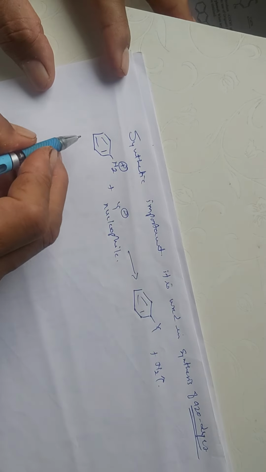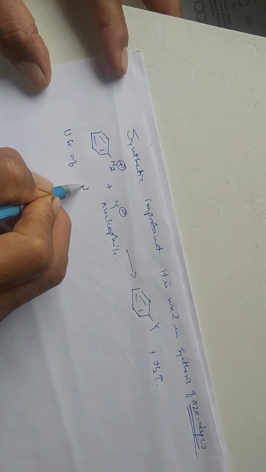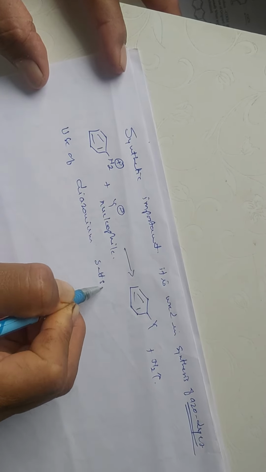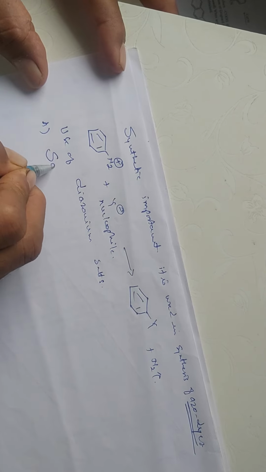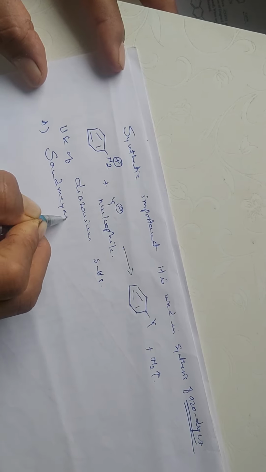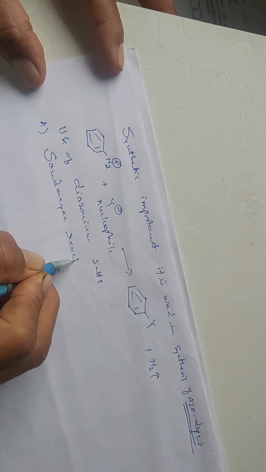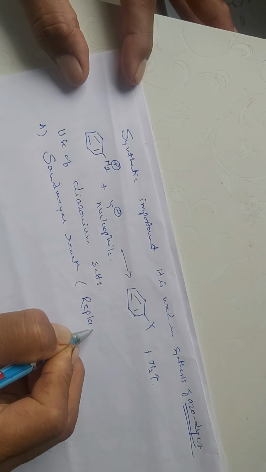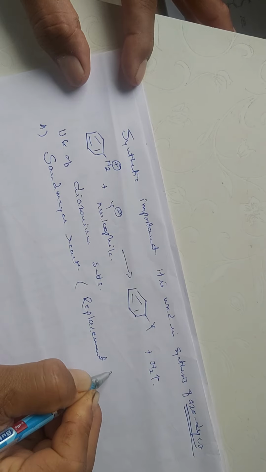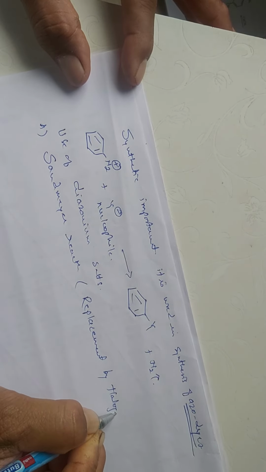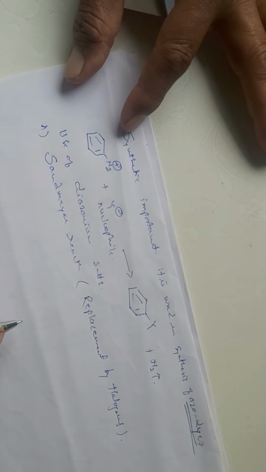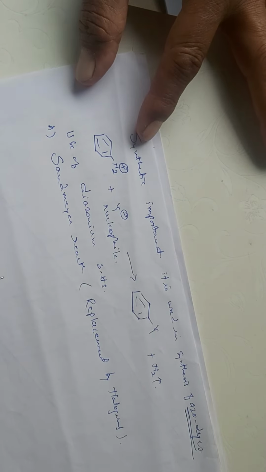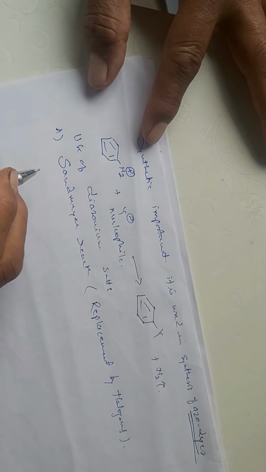And so what is the use of this diazonium salt? Use of diazonium salts. So the first is your Sandmeyer's reaction. This we have performed in the laboratory, Sandmeyer's reaction, in which there is replacement by halogens. So the halogens like your chlorine and bromine salts, that is the cuprous salts of chlorine and bromine, can be used to prepare the aryl chlorides or aryl bromides.